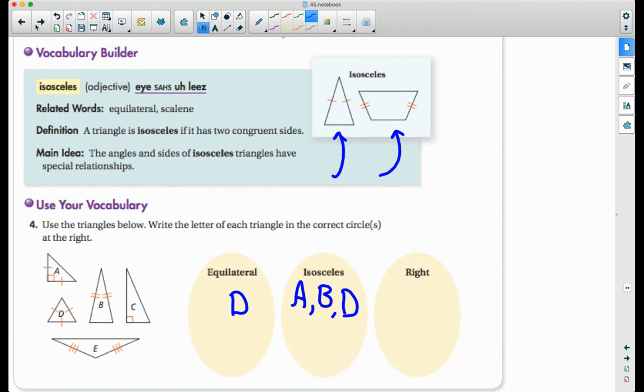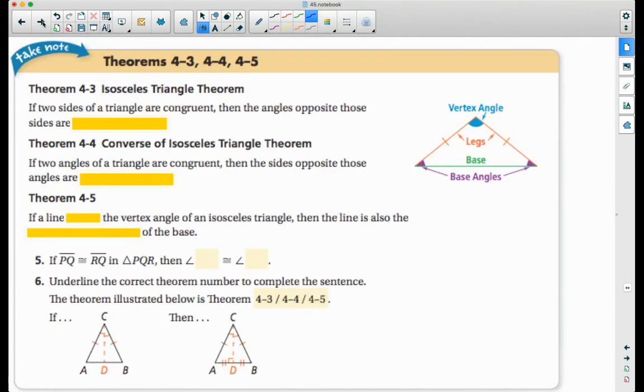So the definition of isosceles triangle would be at least two congruent sides. It's okay to have three. And then the last one in there will also be E. All right, and which one of them are right triangles? All right, well, A is a right triangle and C is a right triangle. Theorem 4.3, 4.4, and 4.5.